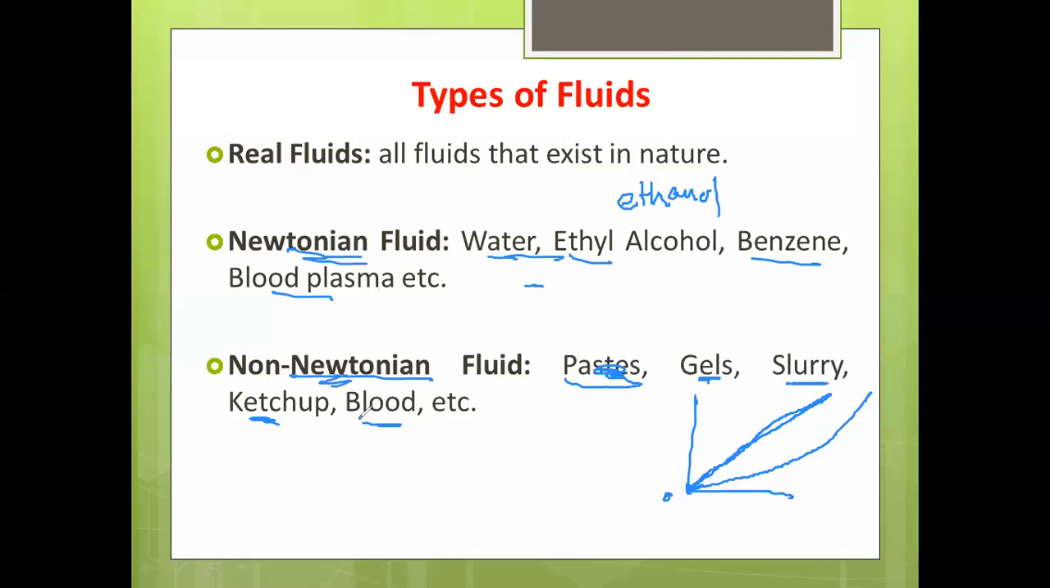The question might have come to your mind that here you have written blood plasma and here blood. Both things are different. Blood plasma is one constituent of the blood. Blood contains different types of constituents like WBC, RBC, then plasma. These are the constituents of the blood, right? Out of that, blood plasma is one constituent. It is a Newtonian fluid, and blood is a non-Newtonian fluid.